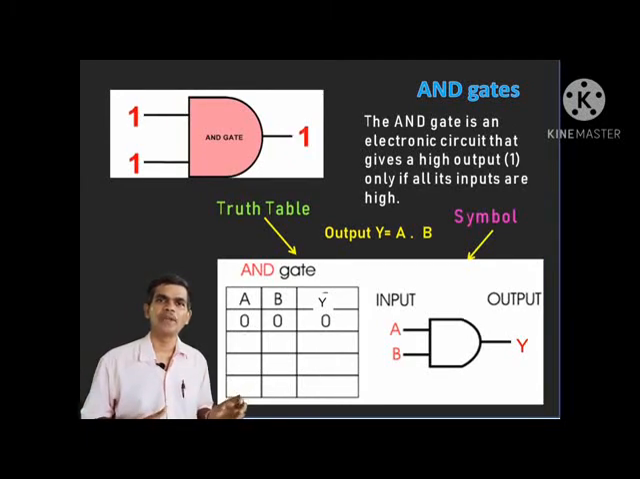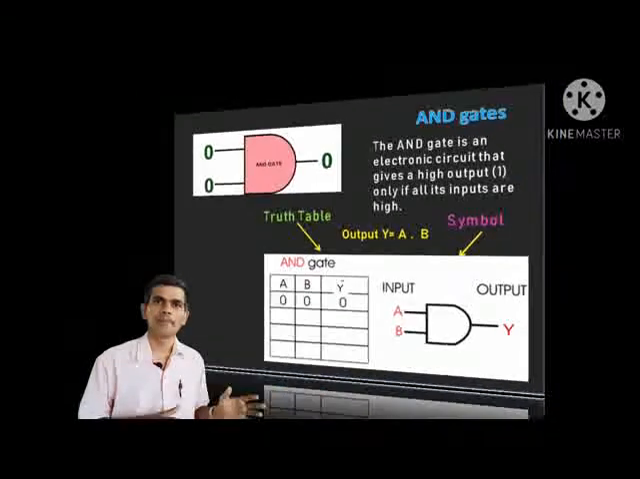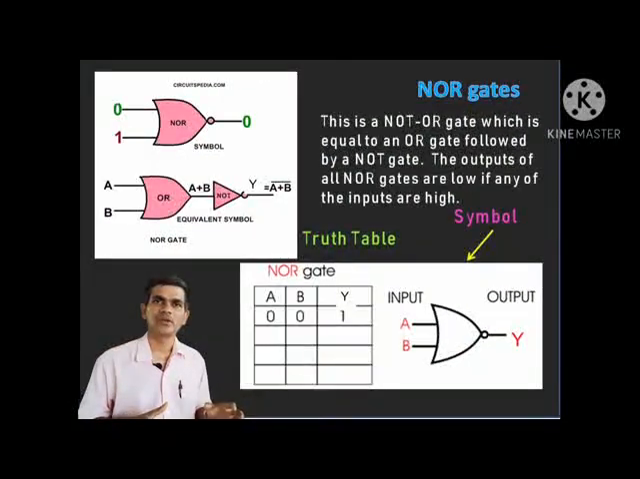The NOR gate is a combination of NOT and OR gates. An OR gate followed by a NOT gate is equal to a NOR gate. The output is low if any one of the inputs is high. If both inputs are low, the output is high. Like that, 0, 0 gives 1; 0, 1 gives 0; 1, 0 gives 0; and 1, 1 gives 0. It is just the complement of the OR gate, and that is called the NOR gate.